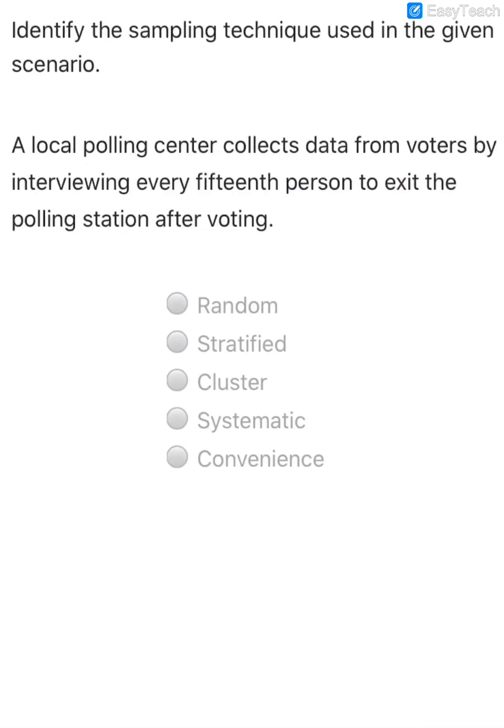All right, question 4. We're asked to identify the sampling technique. So we have a local polling center that collects data from voters by interviewing every 15th person. So every 15th person that comes out, they are going to interview. That is known as systematic. When you have a system in place and you say, I'm going to interview every 10th person, or in this case, 15th person, that is known as systematic sampling.